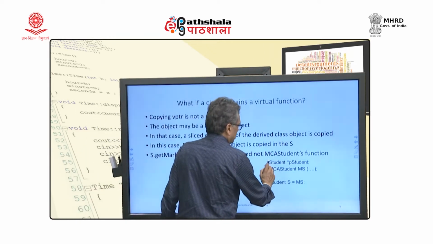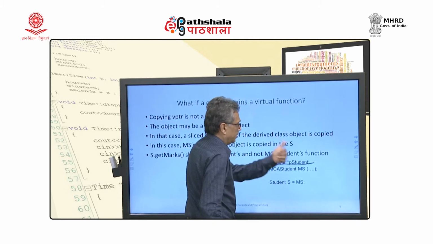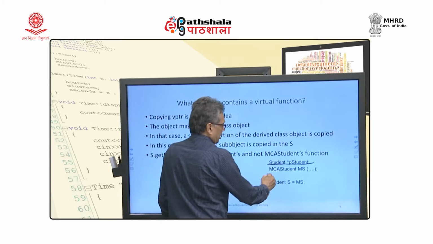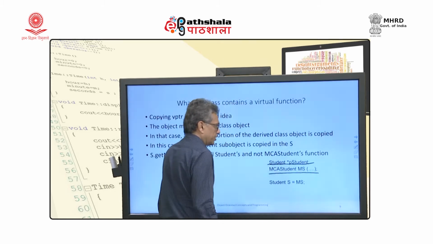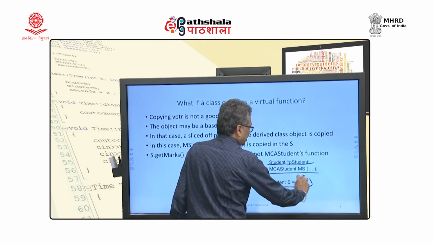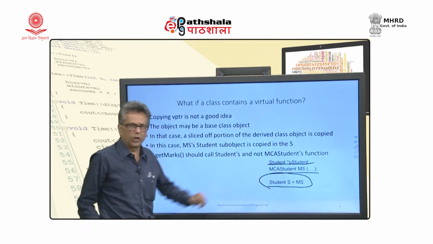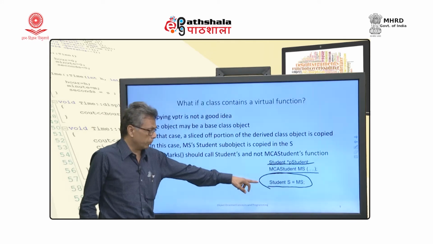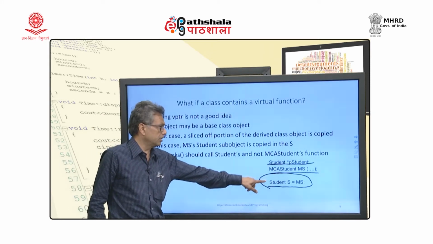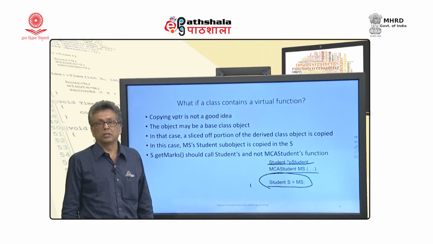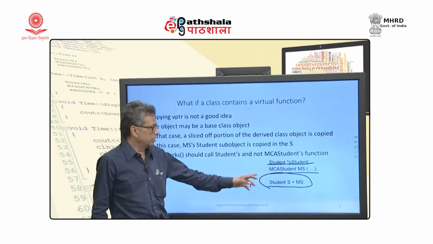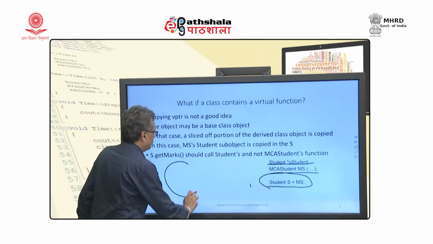Let us look at this. I define a pointer to a Student, and then I define an MCAStudent, and now I say that the Student is equal to MS. Now, is this going to work? That is going to be a problem, because when I say that student is equal to MS, a normal assignment will do what?